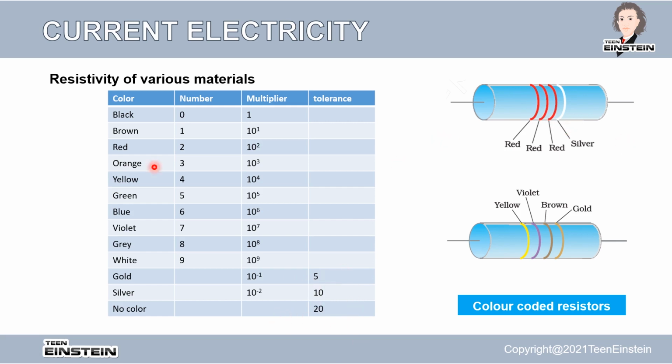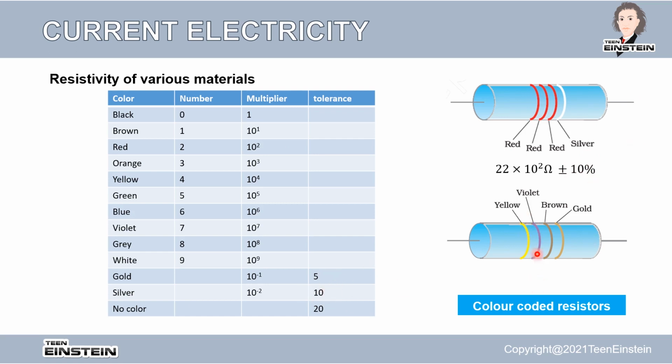So for example, if there are four lines like this, we need to just look at the first two values. Both are red in this case. Both red means 2, 2, so it must be 22. The third one is also red, so it's going to be 10 power 2. And silver means 10%. So the value is 22 multiplied by 10 power 2 ohm plus or minus 10 percentage. The 10 percentage here is the tolerance represented by the silver ring.